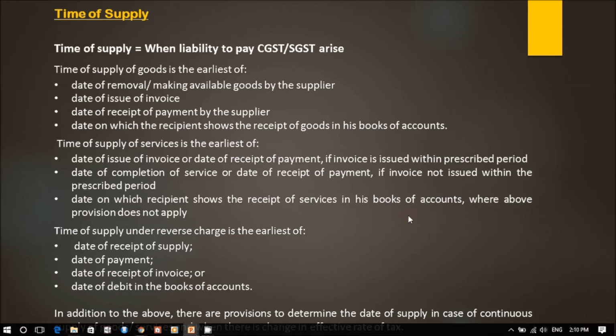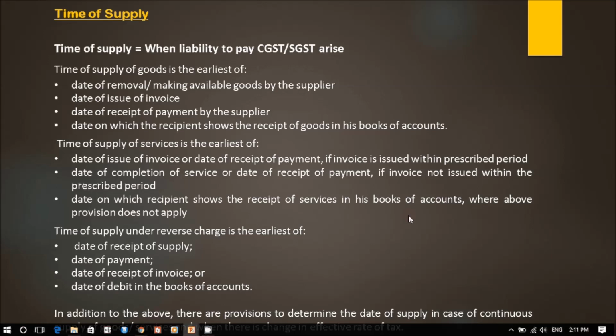Now, if we discuss the time of supply, what does it mean? Time of supply denotes when the liability to pay CGST or SGST arises. To incur the GST, it should be covered under the ambit of supply. There should be supply, but then when does the liability to pay the CGST or SGST arise, when does the liability to pay GST arise.